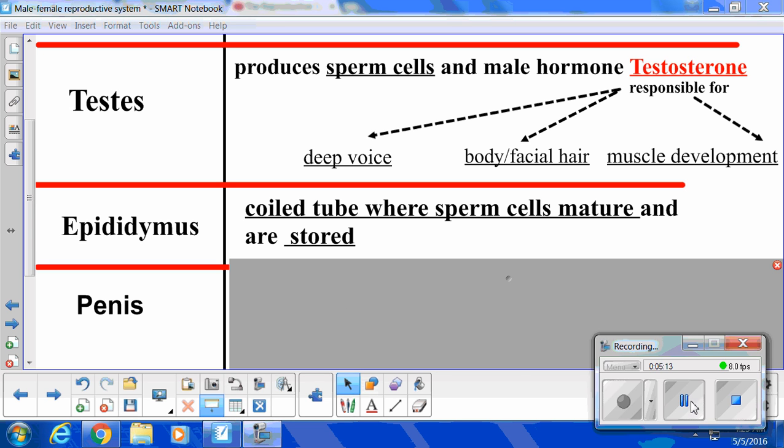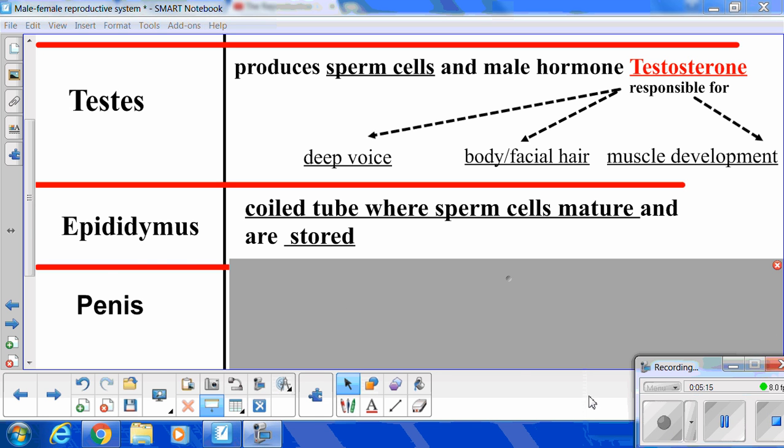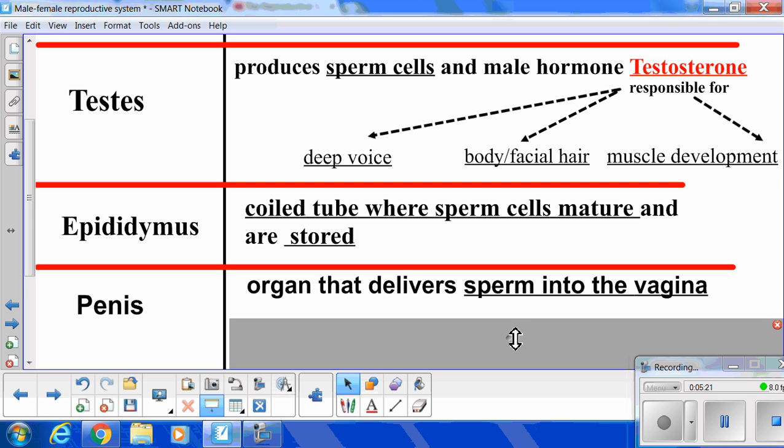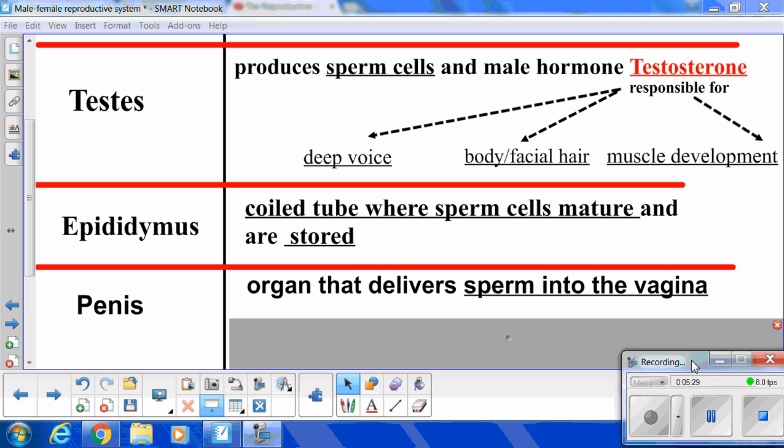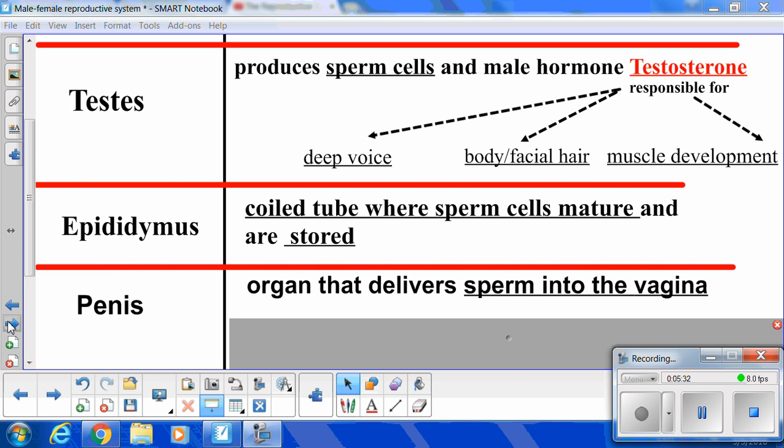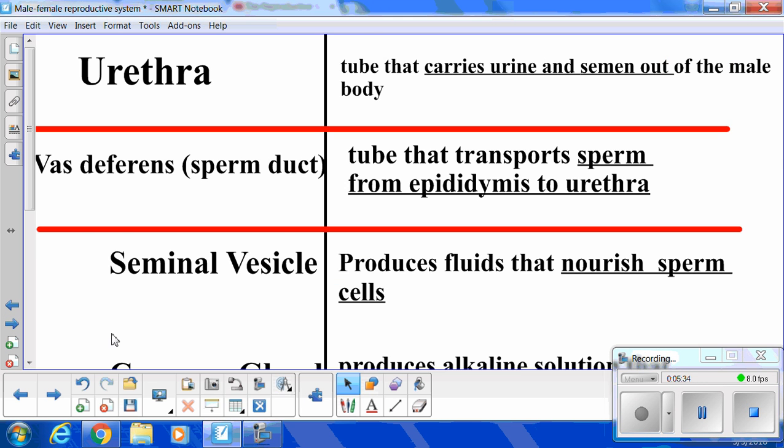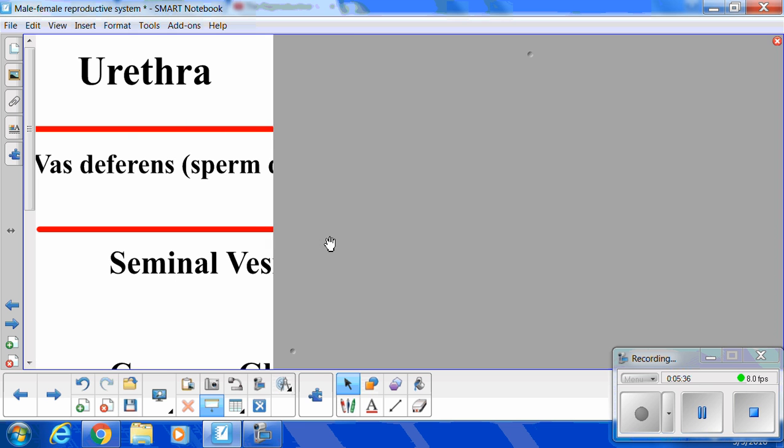Okay, next is the penis. So that's the entire male reproductive organ. We'll just summarize that as the structure that will deliver the sperm, in terms of internal fertilization, into the female's reproductive tract or vagina. Okay, next. Let's do one at a time.